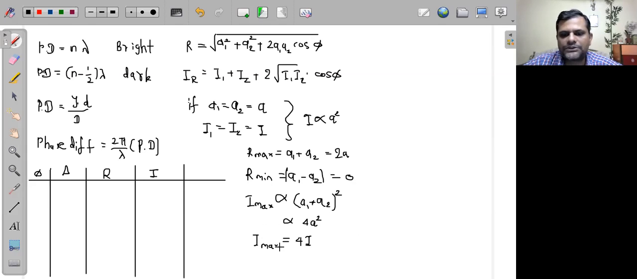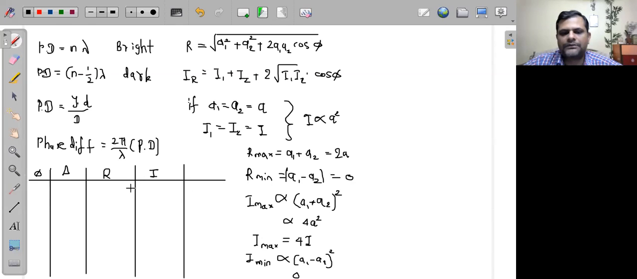And the other thing, if we talk about I min, the minimum intensity in case of an interference pattern is always proportional to, not equal to, A1 minus A2 whole square, remember, and it will be 0 in case when A1 is equal to A2, no doubt.